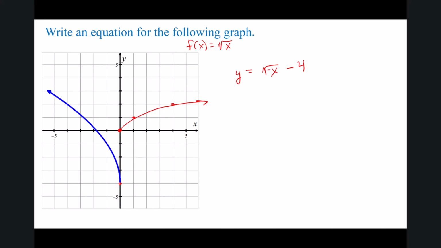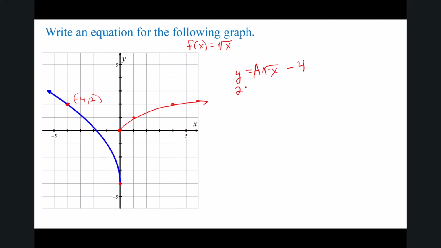And it looks like I have a vertical stretch. It's hard to say exactly what that vertical stretch is without looking at some points. We have this point right here at negative 4, 2. So whatever my final equation looks like, if I substitute negative 4 for x, I need to get 2 for y. So I know I have a vertical stretch here. Let's just call that a.